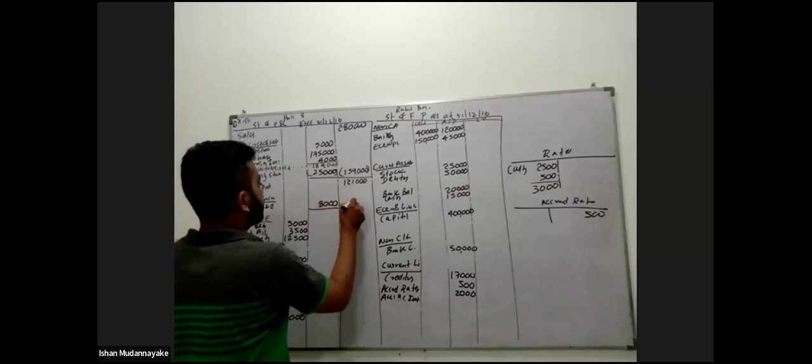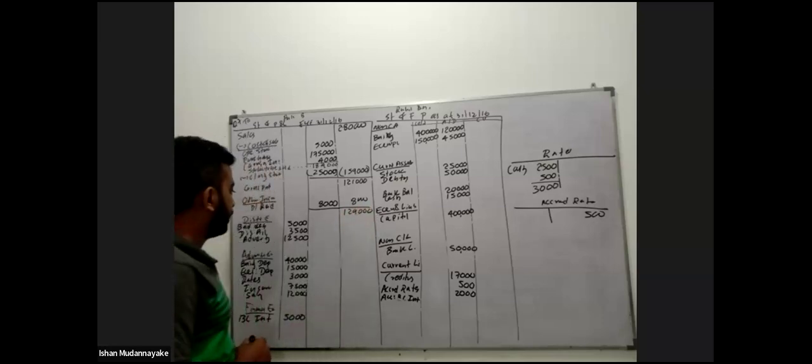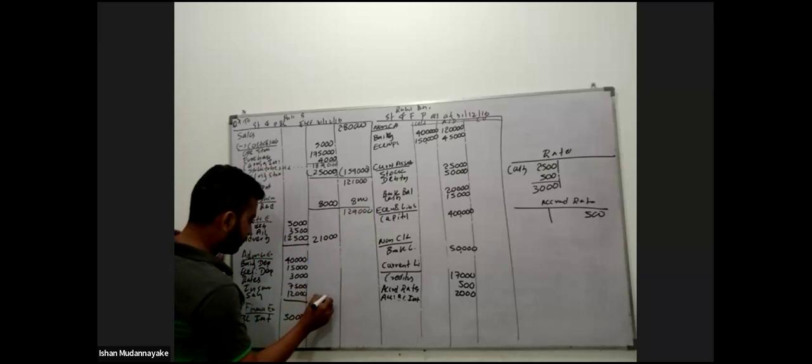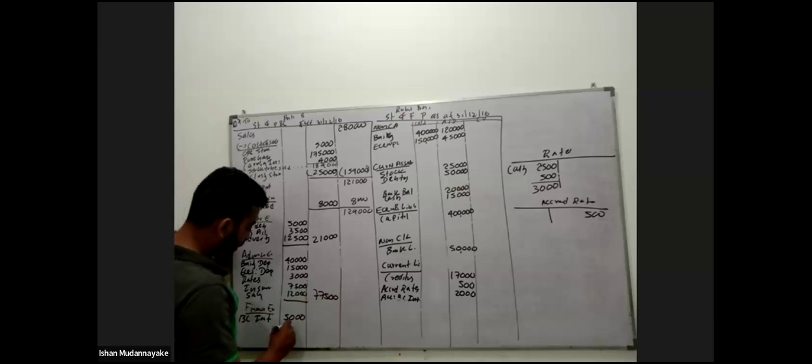And then my other income, plus 8,000. The total amount how much? 129,000. Right, now you only deduct other expenses. Distribution expenses how much? 21,000. And then my administrative expenses how much? 77,500 administration expense. Otherwise, financial expenses 5,000.